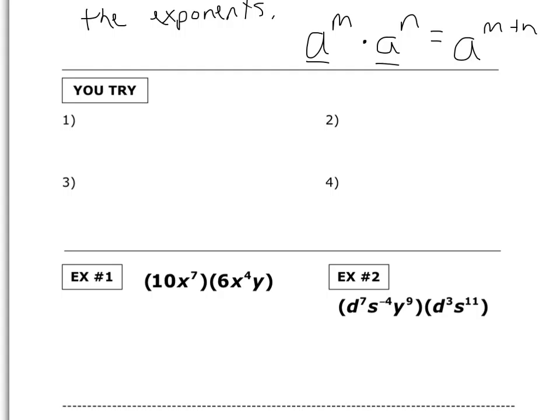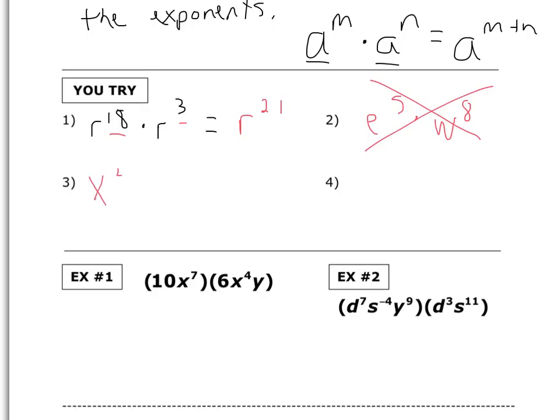Okay, so let's try number one. We got r to the 18th times r to the 3rd. Okay, so we have the same base. They're multiplied, so we can simply add them up. 18 plus 3 is 21. So you get r to the 21. Okay, let's try another one. So we have e to the 5th times w to the 8th. Well, they are multiplied together, but we don't have the same base, so we can't use the product of powers to simplify this problem.